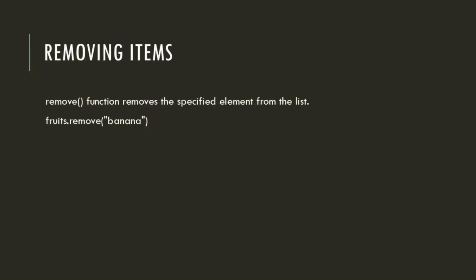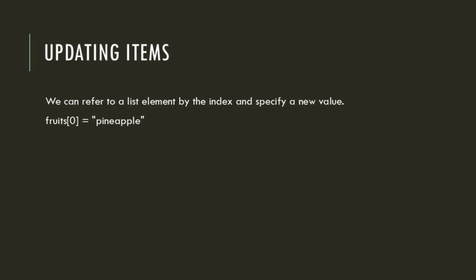Removing items. The remove function removes the specified element from the list. Fruits.remove banana will remove the specified fruit from the list. Updating. We can refer to a list element by the index number and specify a new value. For example, fruits 0 equal to pineapple.